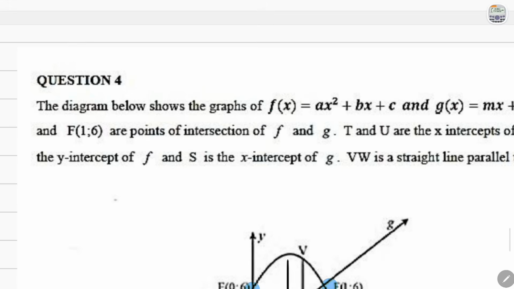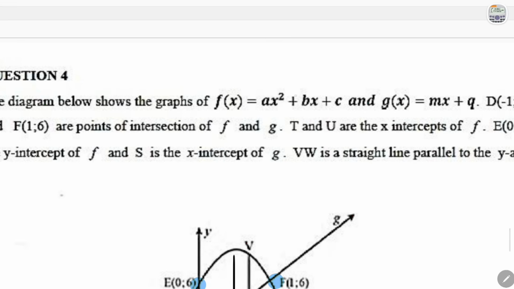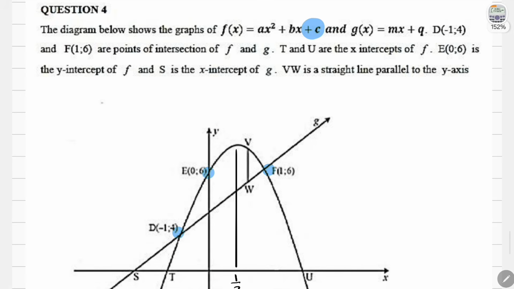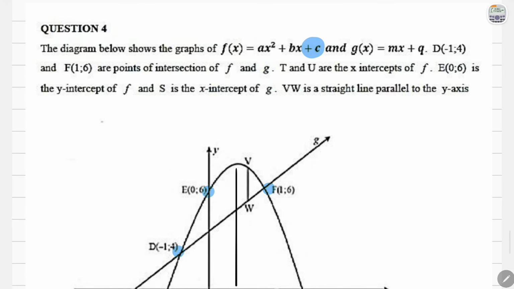So because of that, you see that it was written in the form of f of x equals x squared plus bx plus c. C is the value of your y-intercept, and so we know that is 6. We can sort it out like that.